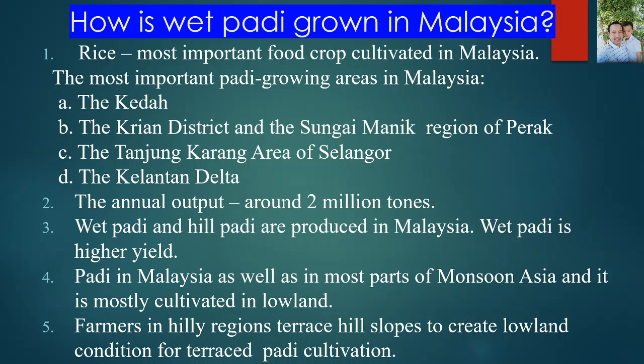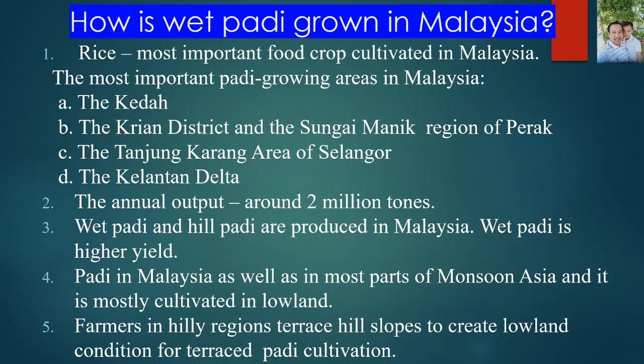The third point: wet paddy and hill paddy are both produced in Malaysia. Wet paddy has a higher yield, and more farmers prefer to grow wet paddy because it gives a higher yield. Where the relief and rainfall conditions do not favor its cultivation, dry paddy is grown instead.